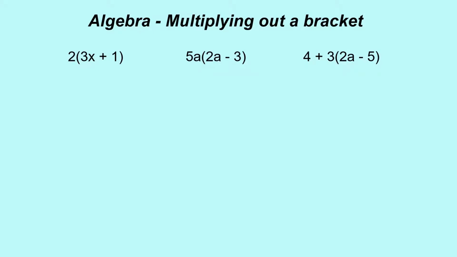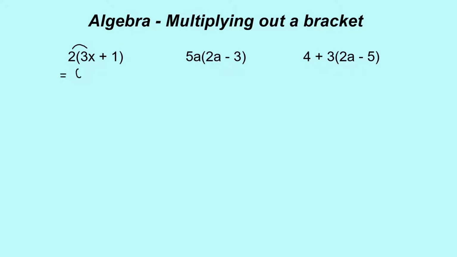Today we're going to have a little look at multiplying out brackets, and we're going to start off with just single brackets, and we've got three examples here to work through. So the basic idea is that you've got a term outside the bracket that you want to multiply everything inside the bracket with. So here we've got the first example, we've got 2, so we do 2 times 3x.